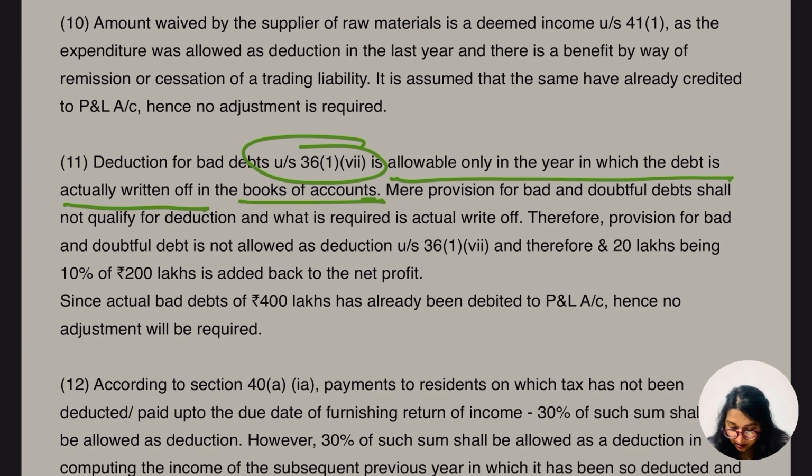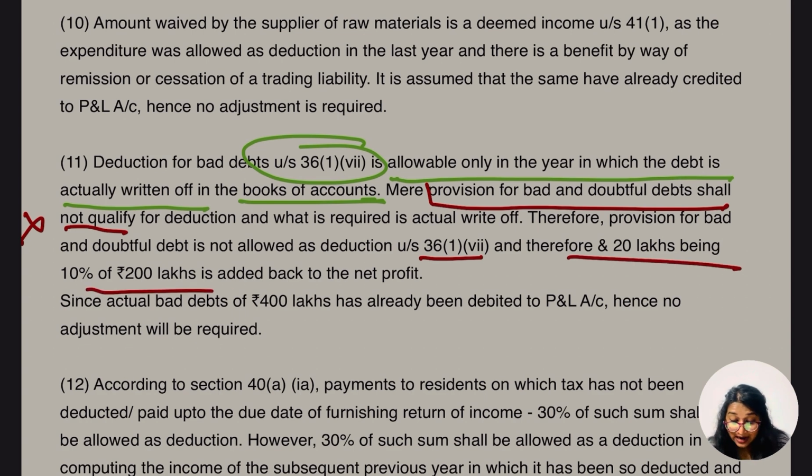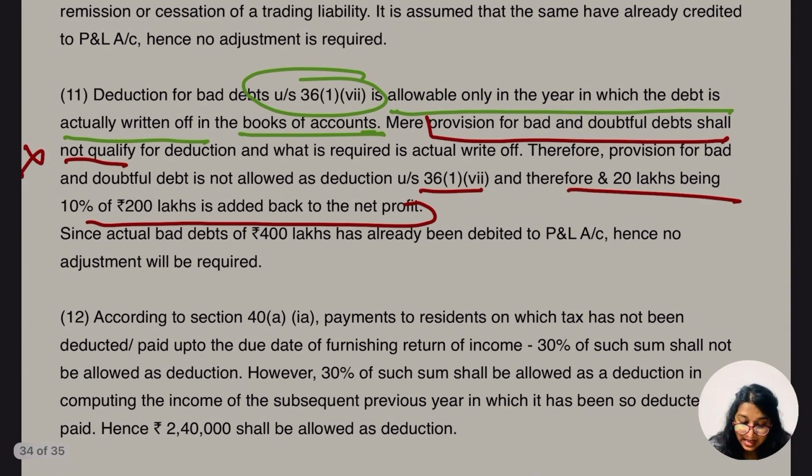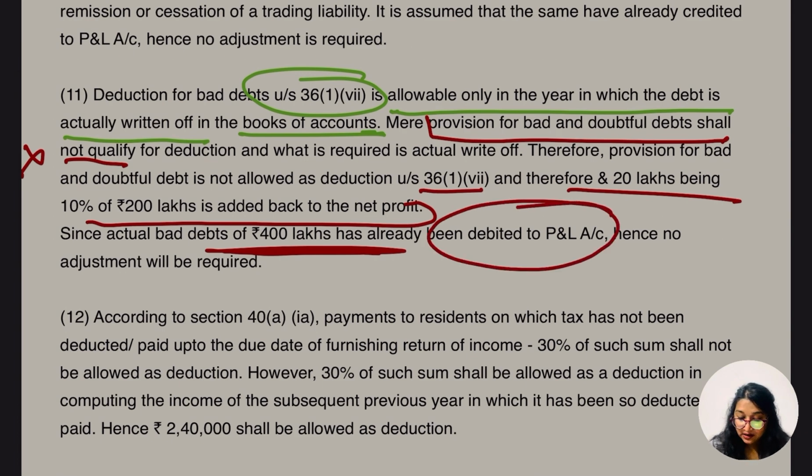Let me take a red pen. Provision for the bad and doubtful debt shall not be qualified for the deduction, and what is required is actual write-off. Therefore, the provision for the bad debt is not deductible under section 36(1)(vii), and therefore 20 lakh being 10% is to be added back. Yes, we know this. Okay, but what about the 40 crore? Since the actual bad debt of 40 crore has already been debited in P&L, that's why we are not making any adjustment.